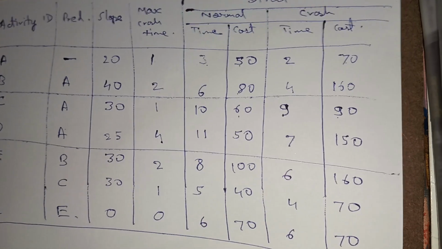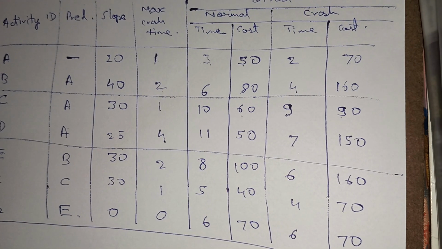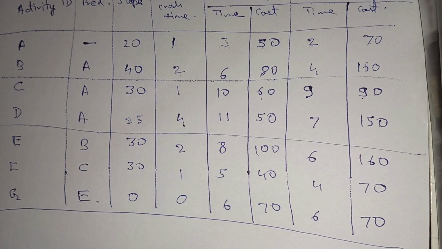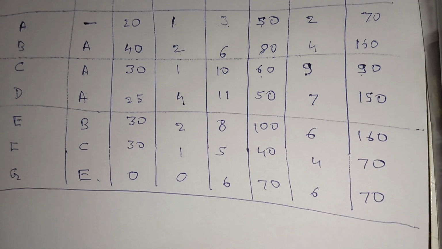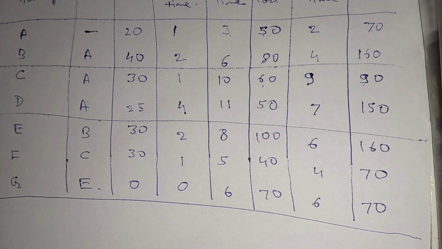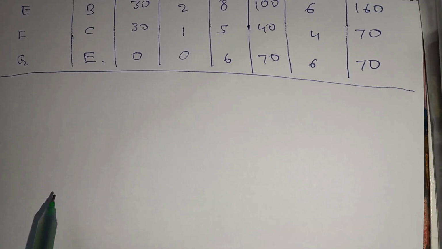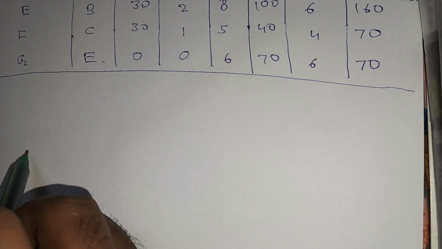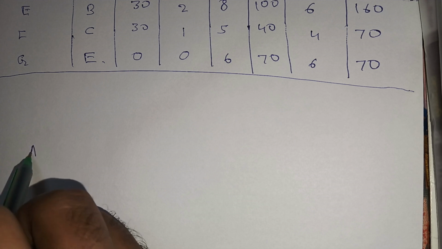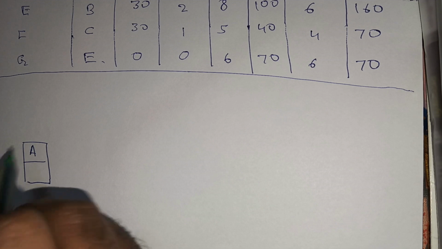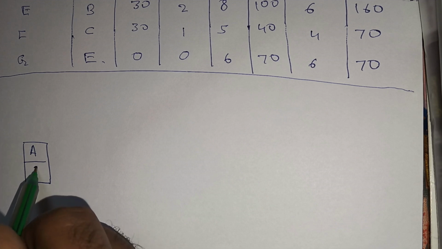Okay, so let's first find out the network diagram of this entire project. So how does it look like? This we had done previously in the class. Okay, so we'll make the diagram. So A does not have any predecessor activity, so we'll start with A. So A, what is the time duration? It is 3.